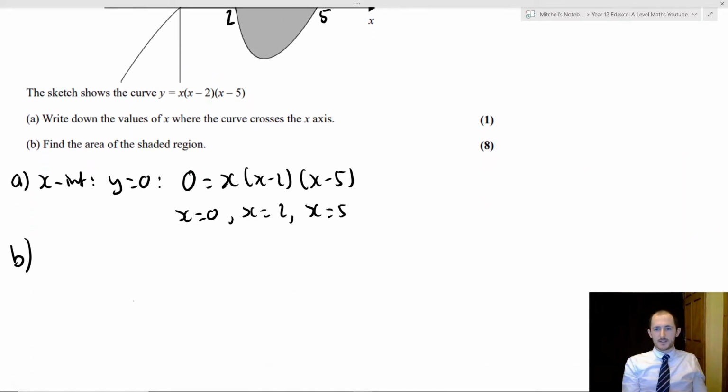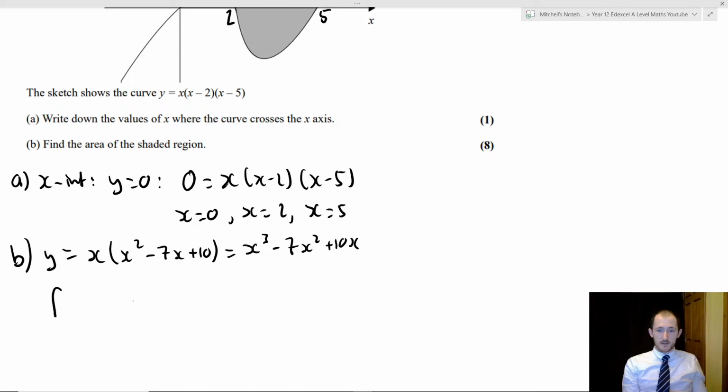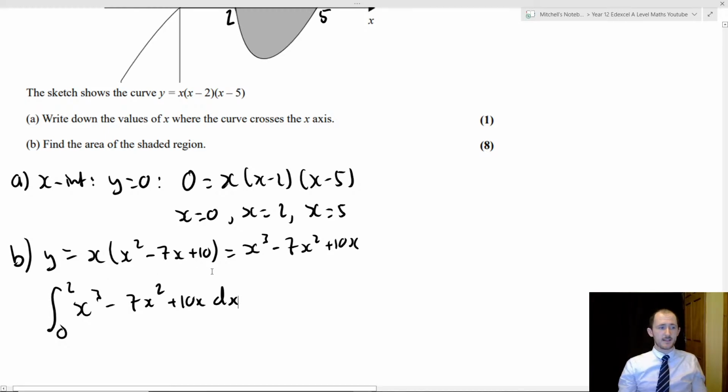So we need to integrate this thing. The first thing we need to do is expand the brackets, which again is where some of these marks come from. So x squared minus 2x minus 5x and minus 7x plus 10. That's x cubed minus 7x squared plus 10x. Now I'm going to integrate this firstly between the values of 0 and 2. I'm going to remember the integration result because I'm going to be doing the same thing just with different limits later on.